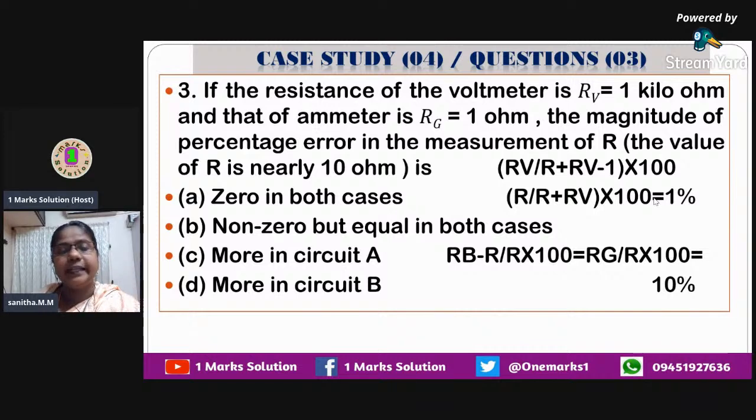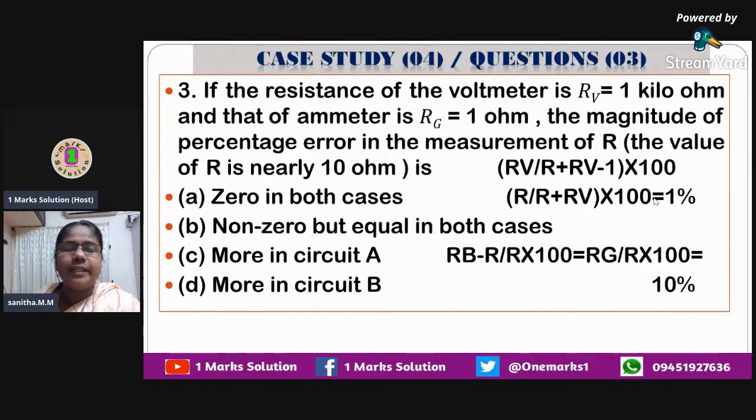Then we'll go for the second case. Why? Because we want to find in which case the percentage error is more. Similarly, we can do the second case. What will be in the second case? We can say RB minus R divided by R into 100. And we can just substitute for that. That is Rg divided by R into 100. Rg, what is Rg here? 1 ohm. And divided by R, what is R? 10 ohm. So 1 by 10 into 100. 1 by 10 into 100, the zeros cancel. What will be the answer? 10%.